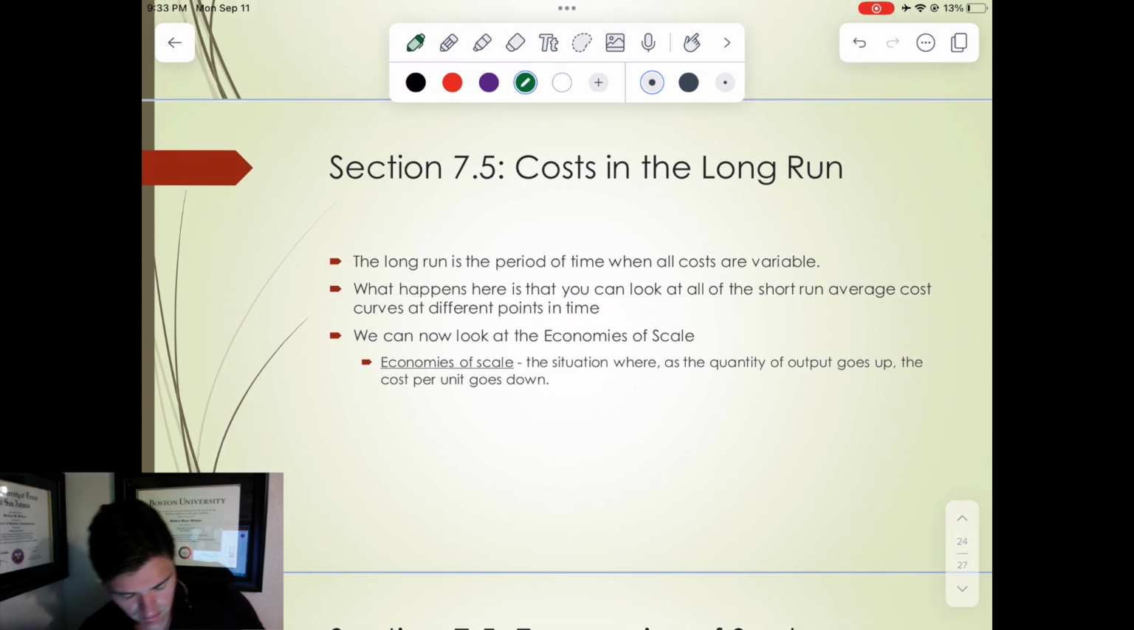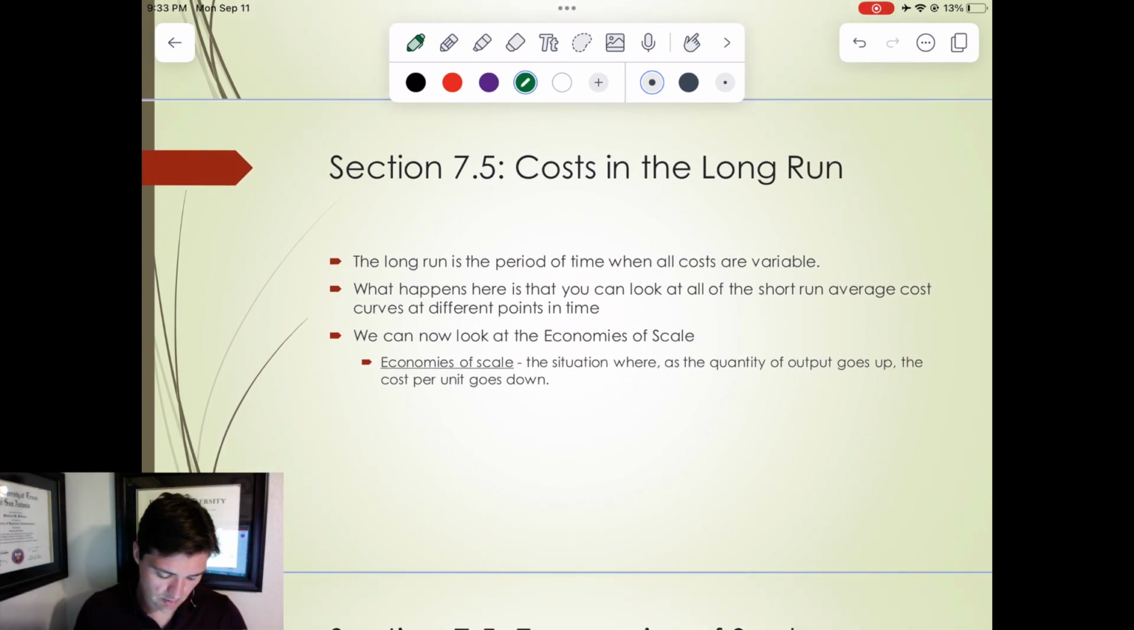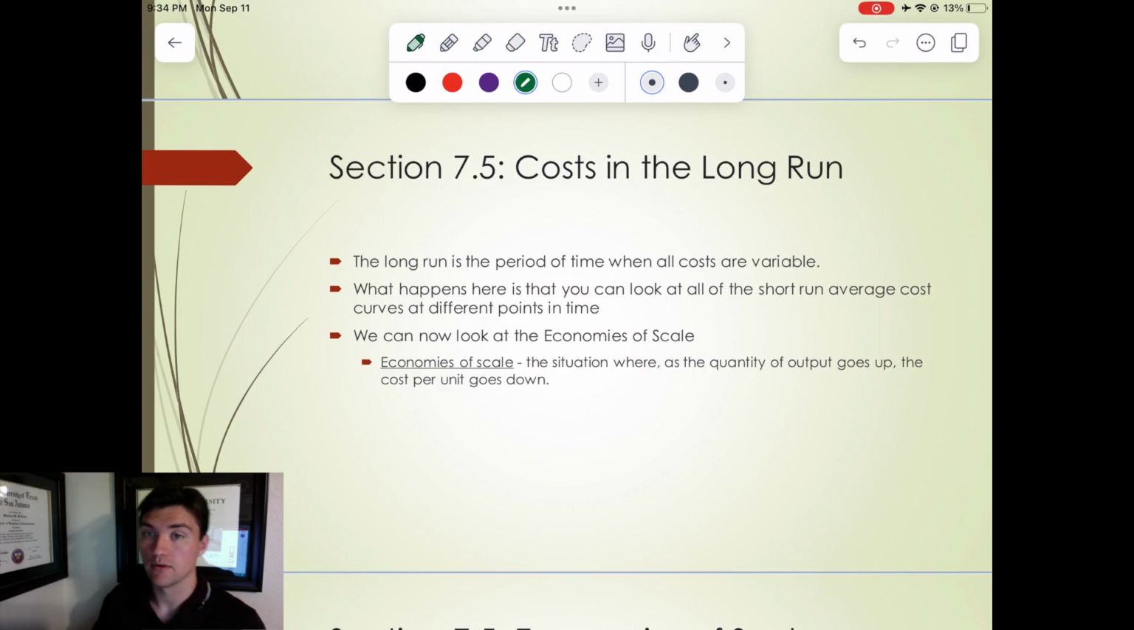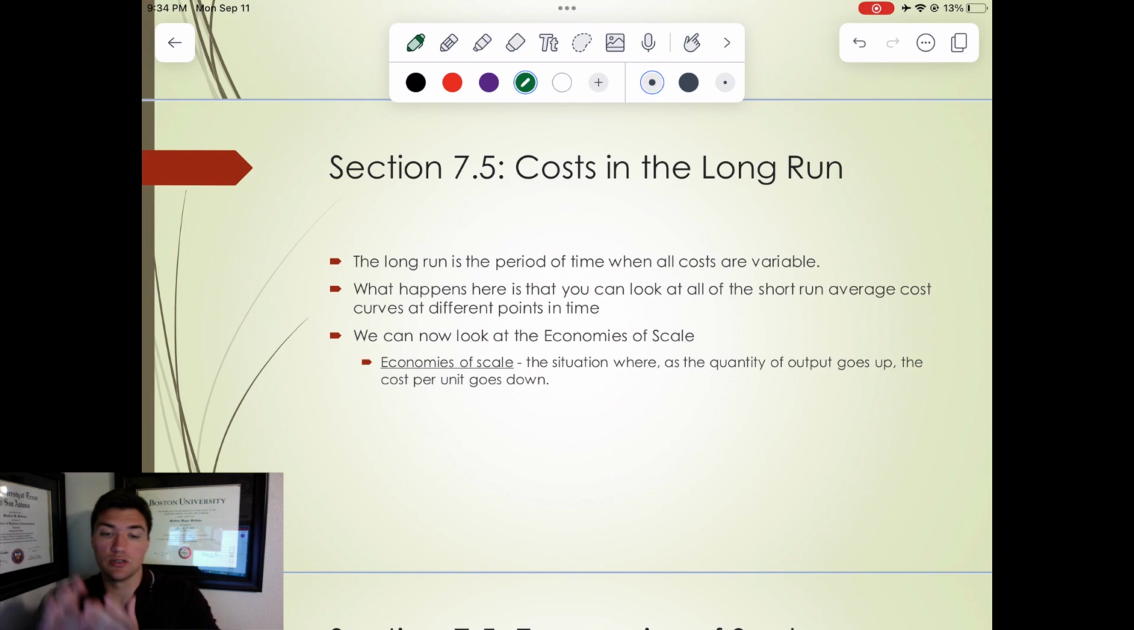So the long run is going to be the period where everything is variable. And what happens here is now you can look at all the short run average variable cost at different times. So we already talked about how we have the average total cost, right? The ATC. That was with the short run, where we had one fixed variable. But now, what if you had 2 machines, 3 machines, 4 machines? What if you had 1 building, 2 buildings, a larger building, a smaller building, right? You can look at all these different options in the long run at the same time. You can look at a short run here, a short run here, and a short run here.